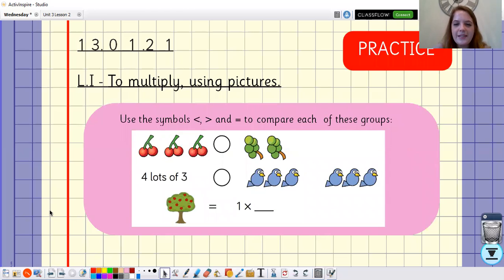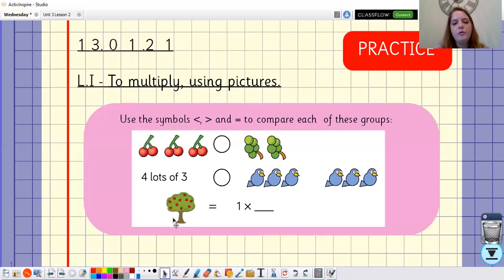So finally, for our practice then. Now, we had quite a lot of practice of using these symbols last term, so I wonder if you can have a go at this for me. So I'd like you to use the symbols. So we have our less than symbol, our greater than symbol, and our equal sign to compare each of these groups. So comparing this compared to this, which one is greater? Is this greater or is this greater? You draw the symbol in between. Again here, is this one greater or is this one greater?